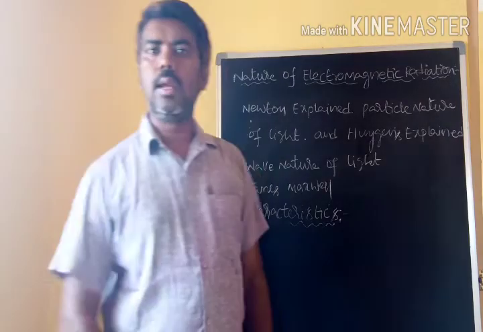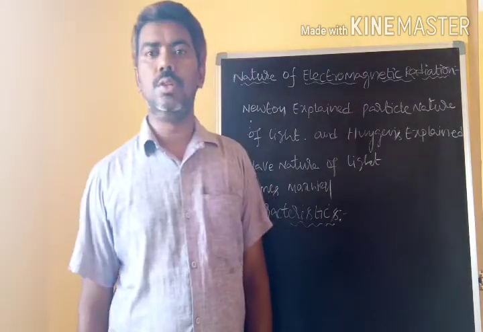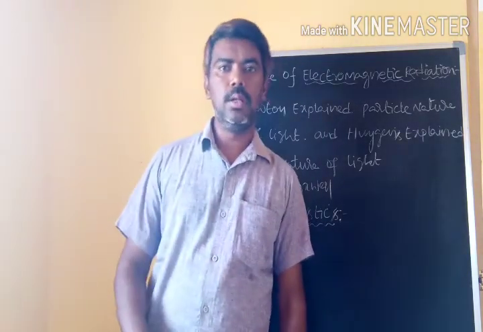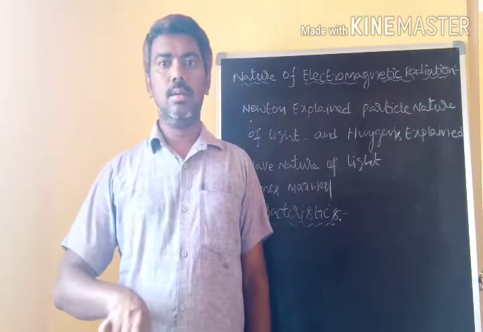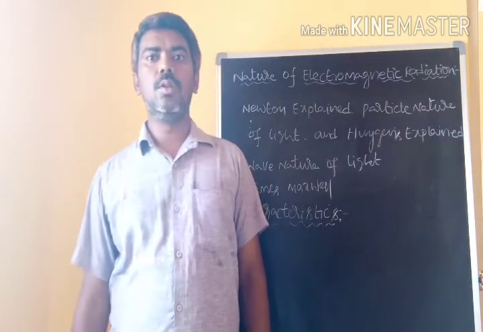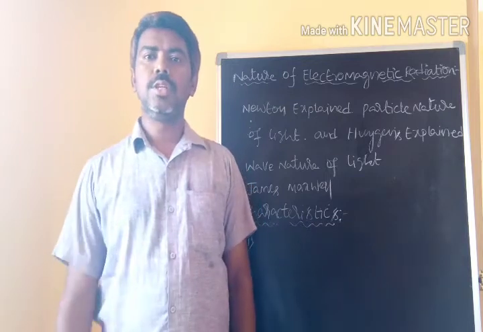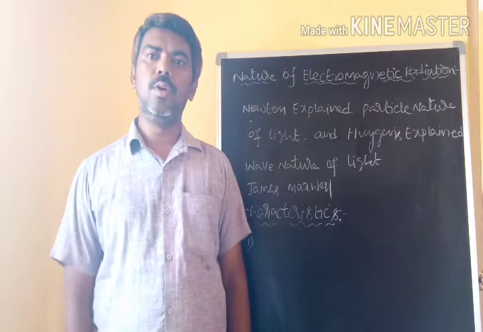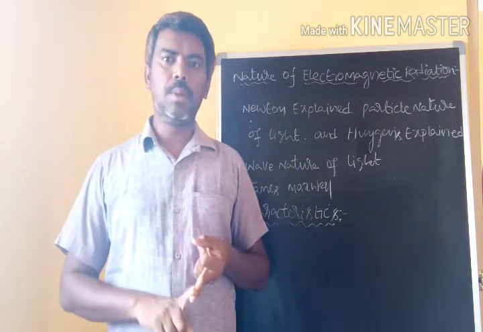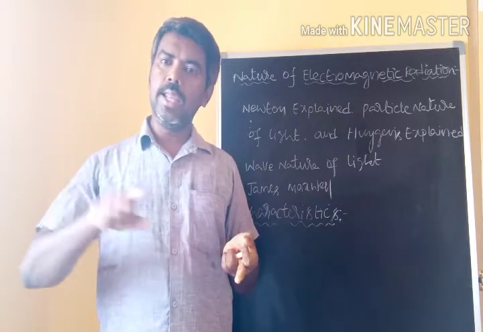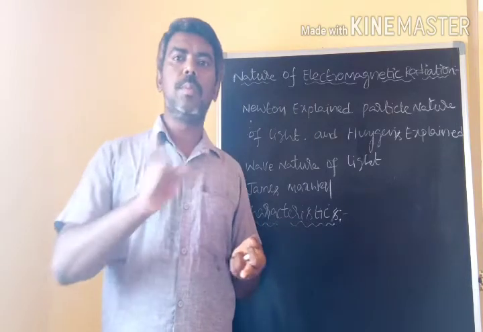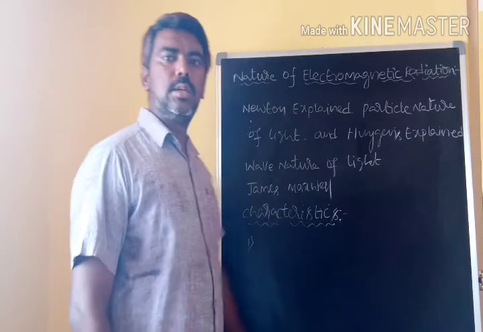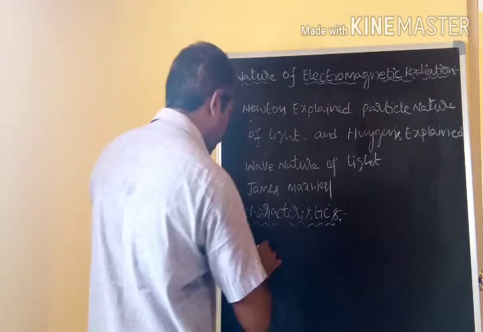The first one is that the oscillating electric field and magnetic field are perpendicular to each other, and they are again perpendicular to the oscillating direction of the wave. Then what is the direction of the wave? That is also perpendicular to both the electric field and the magnetic field. That is the first characteristic.